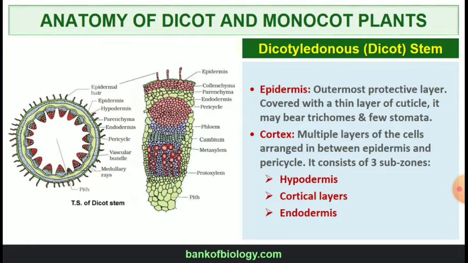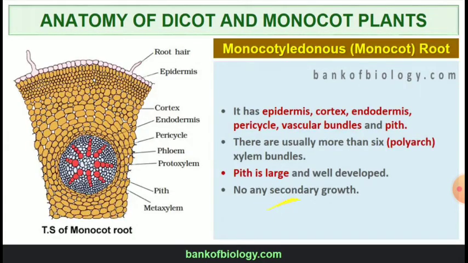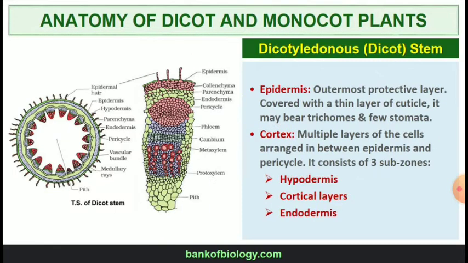It may bear trichomes and a few stomata. The cortex. Cortex has multiple layers of cells arranged in between epidermis and pericycle. So the cortex here can be divided into 3 regions, that is the hypodermis, cortical layers and endodermis. You can observe them here in the diagram.